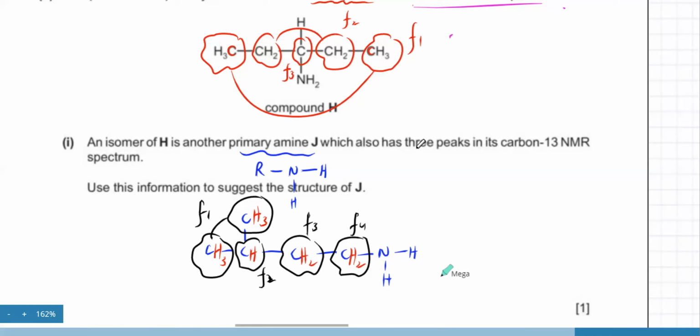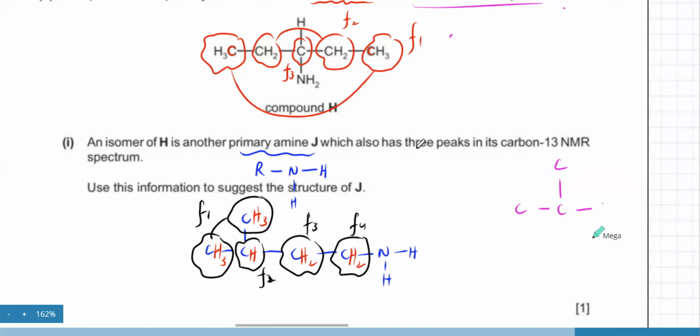So think of another isomer. What could be another isomer? I mean, let's try. So that's one. That's the second one. How do we make it three peaks?